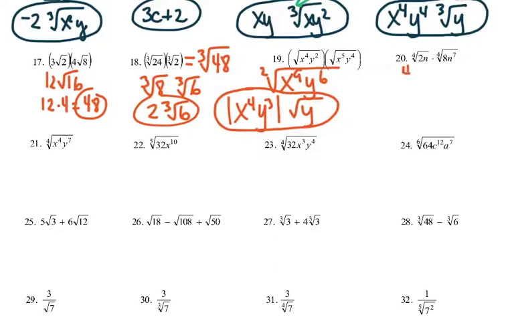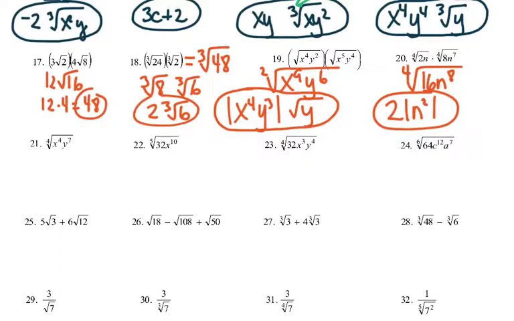Fourth roots, we haven't really seen a fourth root yet. Fourth root of 16 n to the 8th. Do you know the fourth root of 16? Yep, it's 2. And then the fourth root of n to the 8th is n squared. Because it's got an even root of a variable, I add the bars.